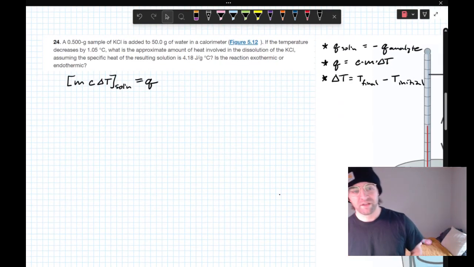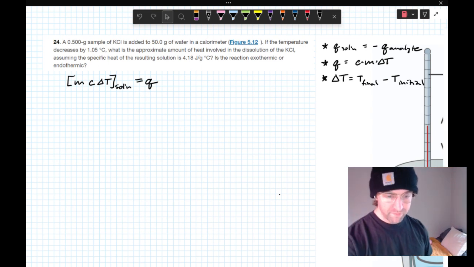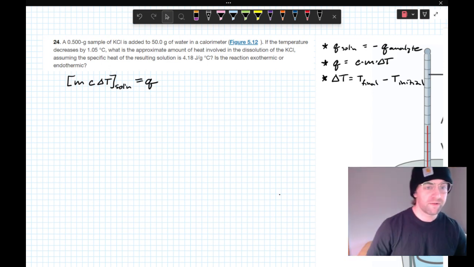All right, next question. Still on calorimetry. Make sure you can see okay. Yes, you can.